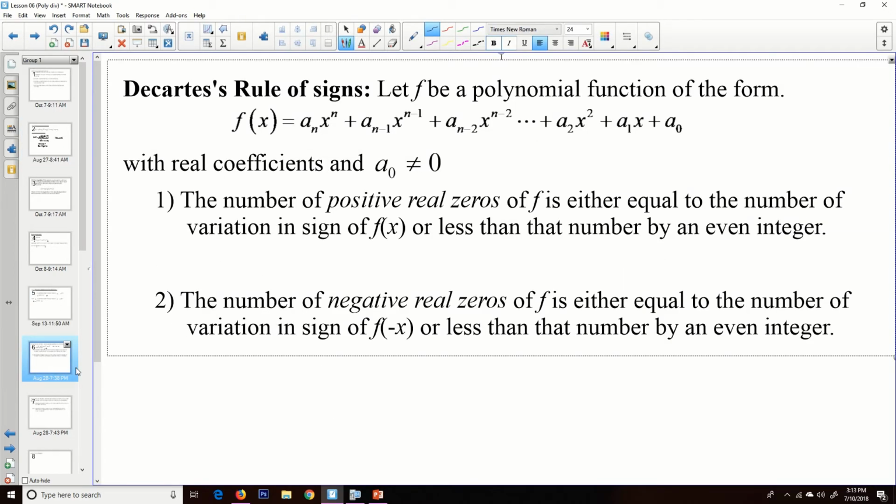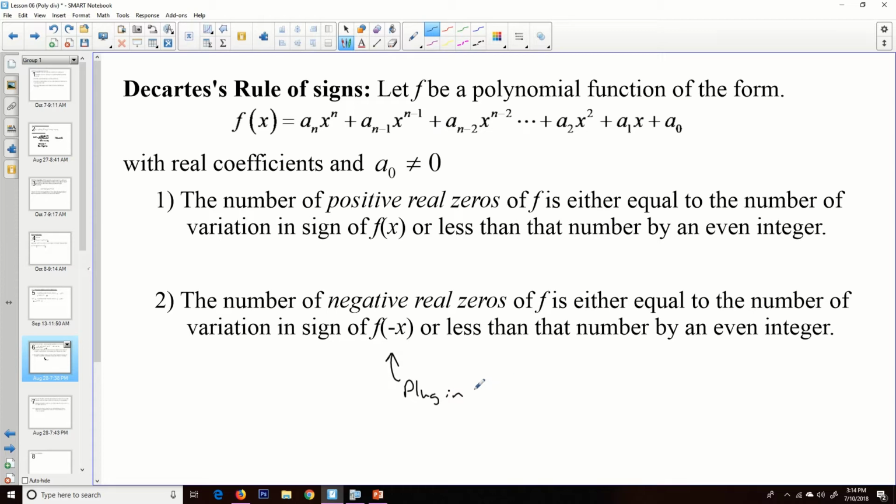Descartes' rule of signs: let f of x be a polynomial function with real coefficients and a last term that is not 0. The number of positive real zeros, so the number of positive numbers that could possibly give you 0 when you plug them in, is either equal to the number of variations in sign of f of x, or less than that number by an even integer. For instance, if you have 3 changes of sign, then you could have 3 positive zeros or 1 positive zero. The number of negative real zeros of f is equal to the number of variations of sign in f of negative x, so you have to plug in negative x first, or less than that number by an even number. So if you get, say, 5 changes of sign for that one, you could have 5, you could have 3, you could have 1, and we'll see examples of that very shortly.